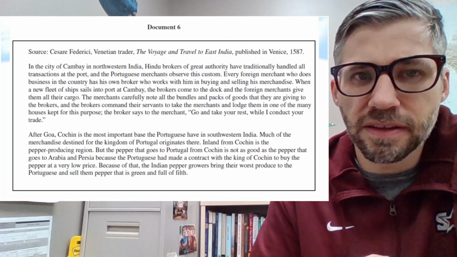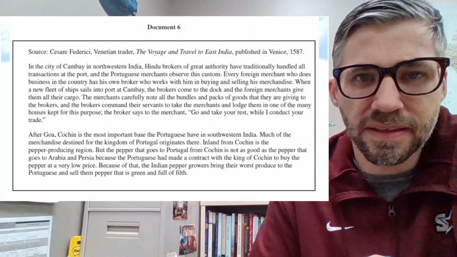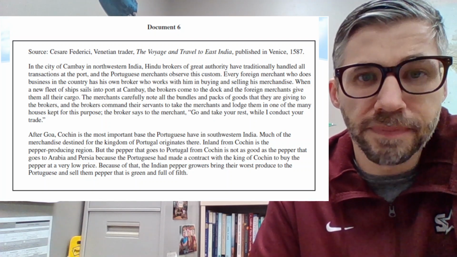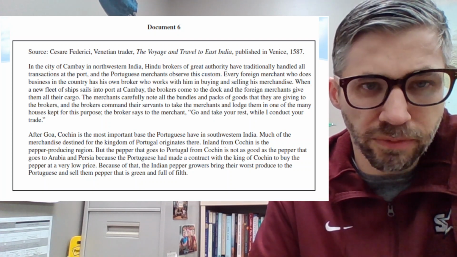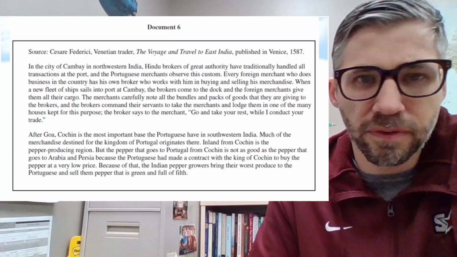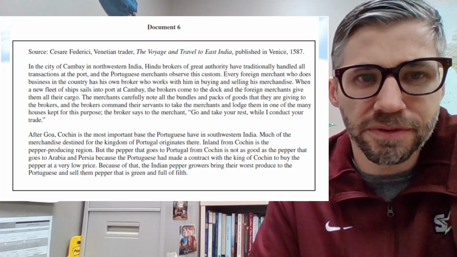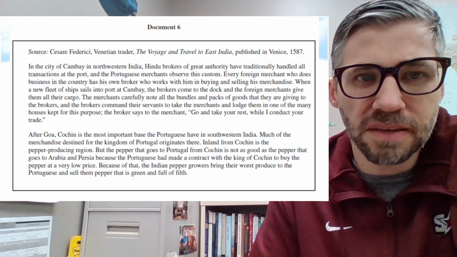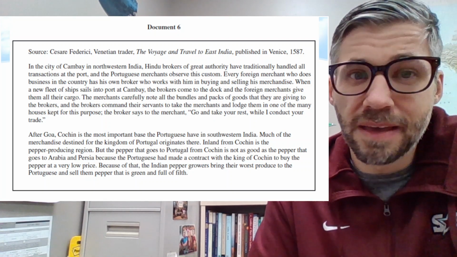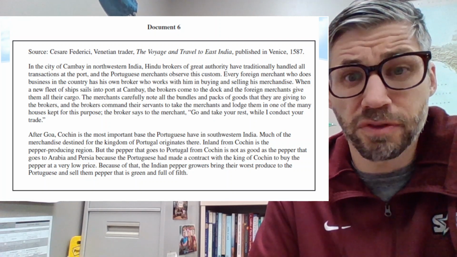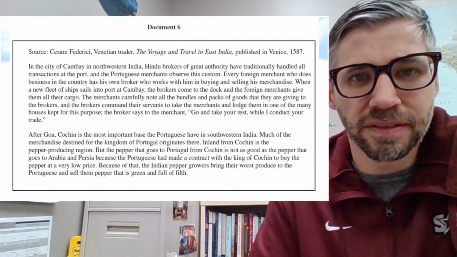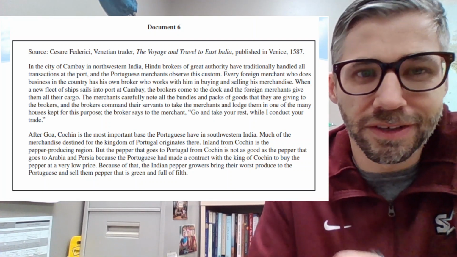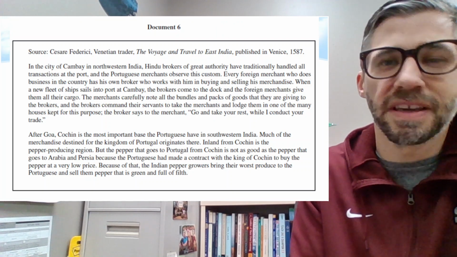After Goa, Cochin is the most important base the Portuguese have in southwestern India. Much of the merchandise designed for the Kingdom of Portugal originates there. Inland from Cochin is the pepper-producing region. But the pepper that goes to Portugal from Cochin is not as good as the pepper that goes to Arabia and Persia, because the Portuguese made a contract with the King of Cochin to buy the pepper at a very low price. Because of that, the Indian pepper growers bring their worst produce to the Portuguese and sell them the pepper that's green and full of filth. Meanwhile, we presume the good pepper is going to go to the Muslim ports or Muslim destinations in Arabia and Persia.